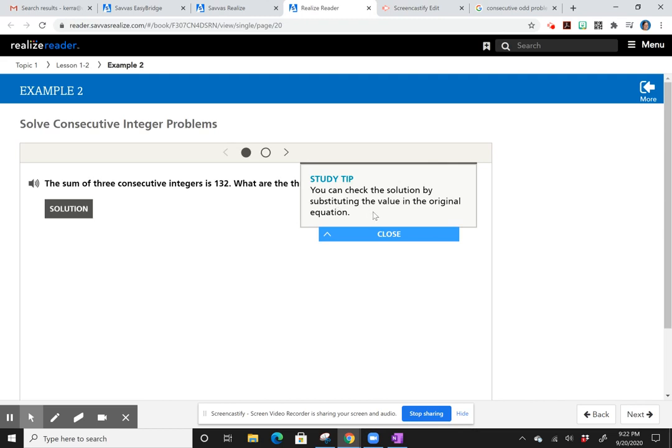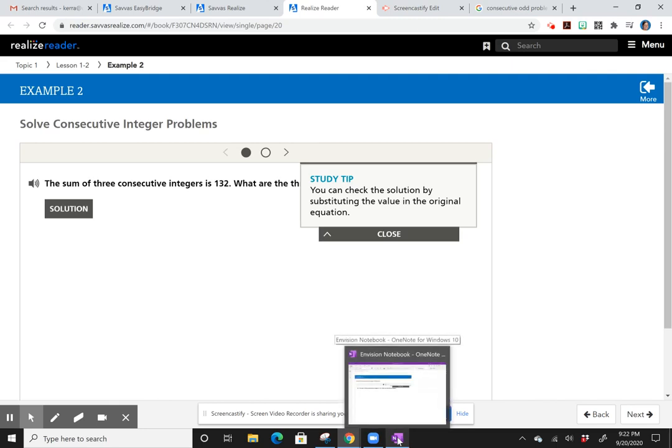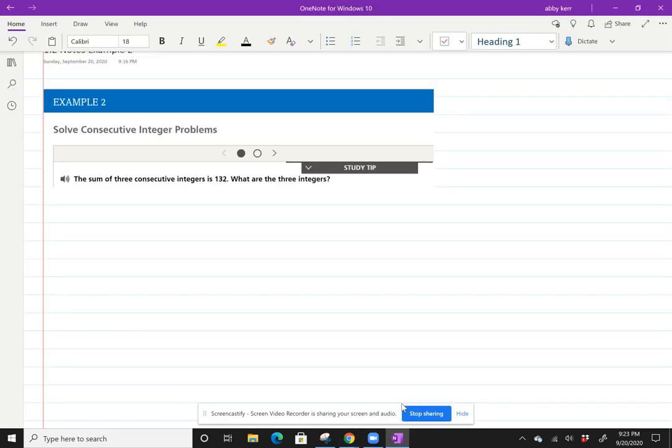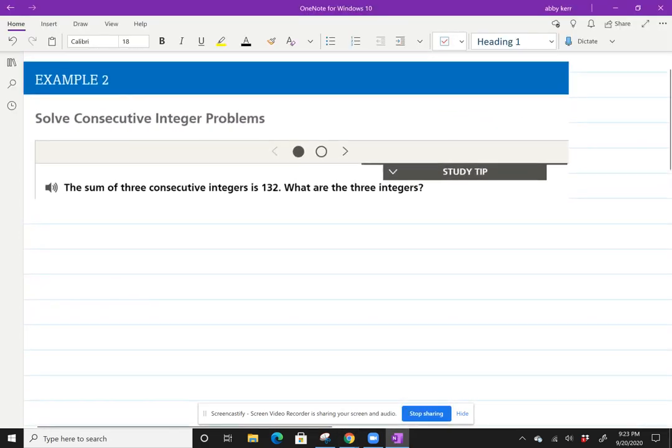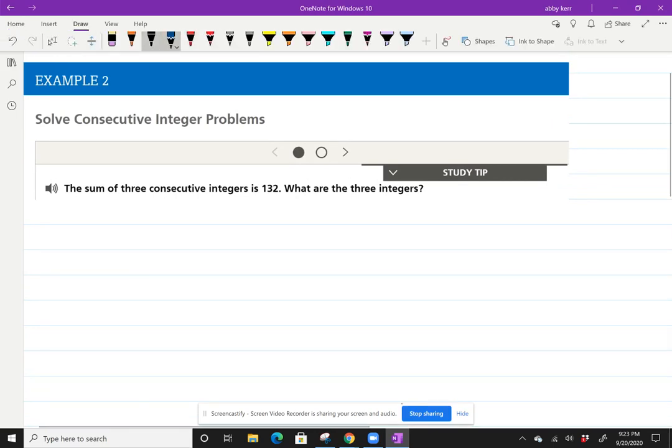So the study tip that is given says you can check the solution by substituting the value in the original equation, which we can do as soon as we solve it. So I'm going to move to my OneNote, my notebook, so I can actually write on my screen. I like to use the guess method.